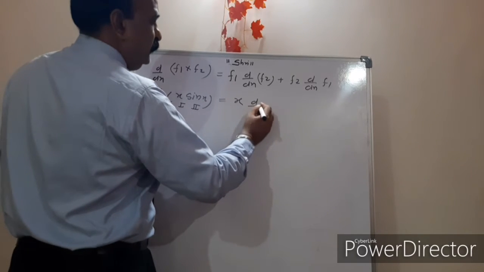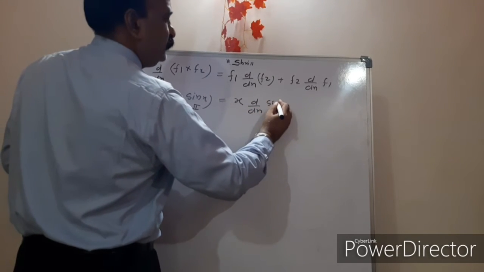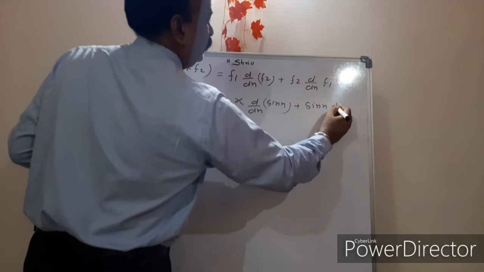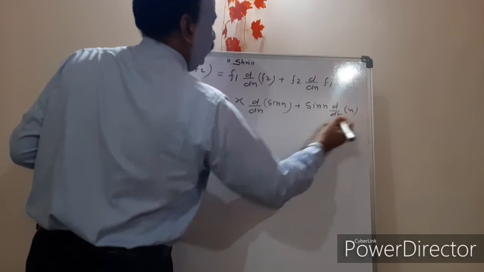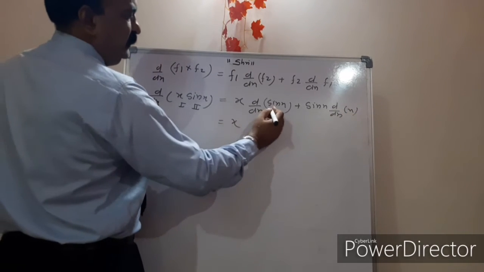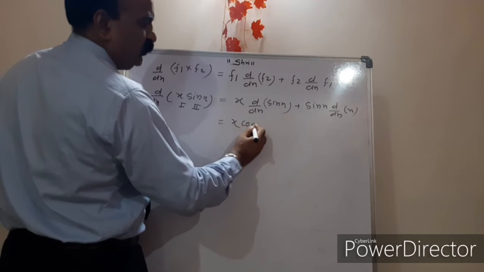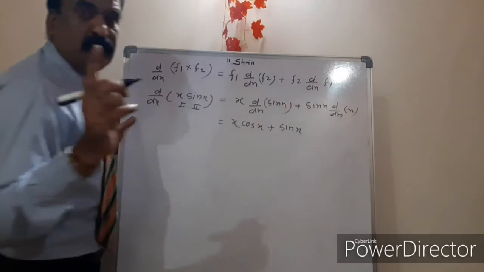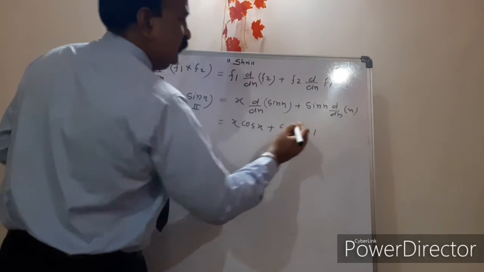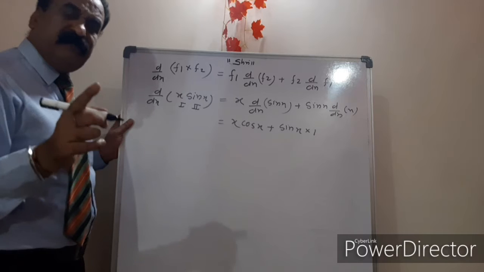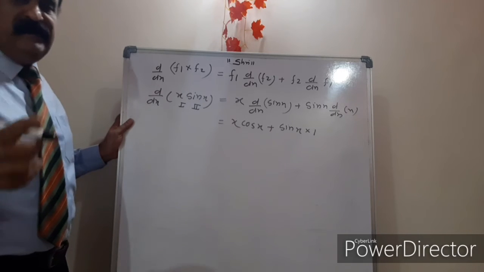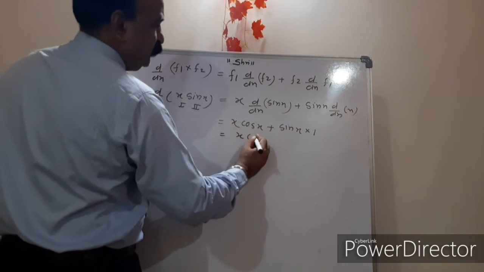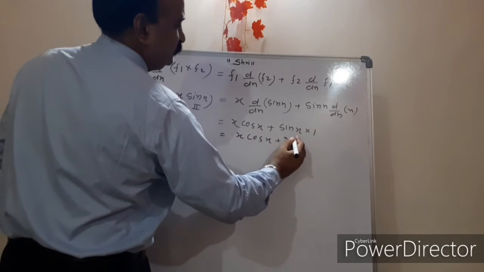So x d/dx of sin x plus sin x d/dx of x. It means x times the differential coefficient of sin x, which is cos x, plus sin x times the differential coefficient of x, which is 1. Why is the differential coefficient of x equal to 1? Because you are finding dx by dx, and dx by dx cancel, so it is 1. The answer will be x cos x plus sin x.